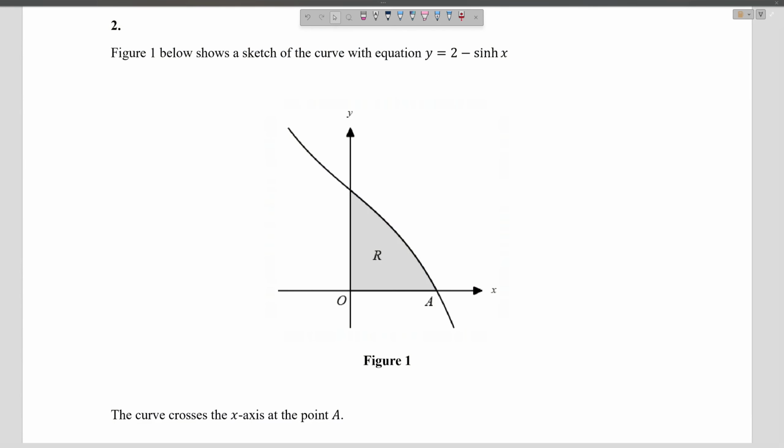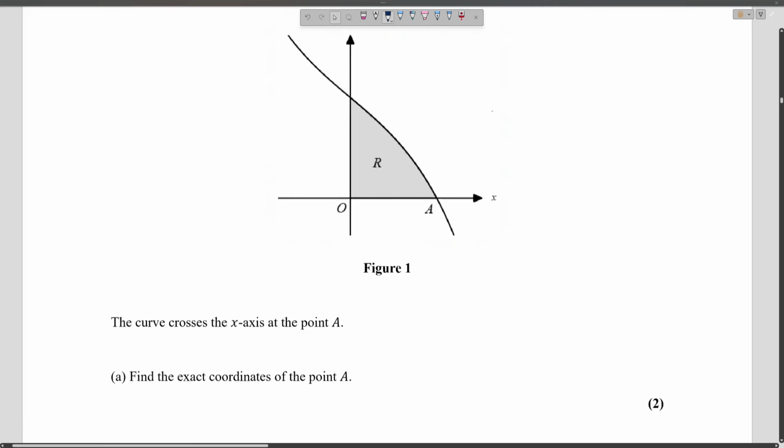So moving on to the next question here then, let's just have a go at question 2. So as we can see then for question 2 here, what we've got here is figure 1. And figure 1 shows a sketch of the curve with this equation here. So y equals 2 minus sin x. So we can see straight away then that this question here will involve hyperbolic functions.